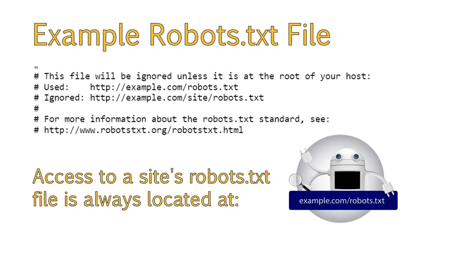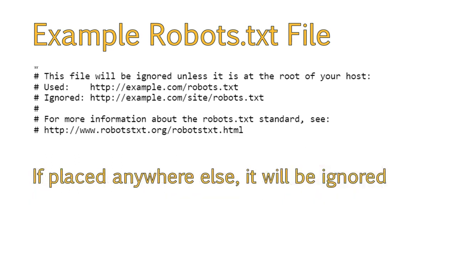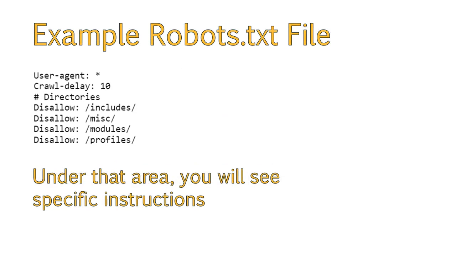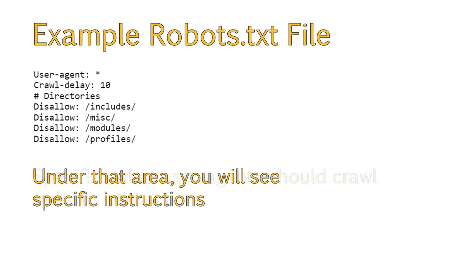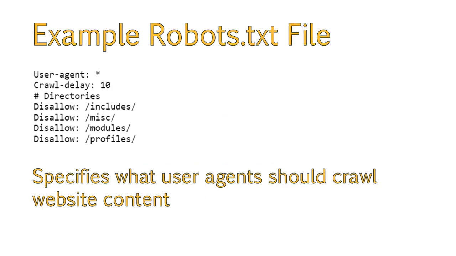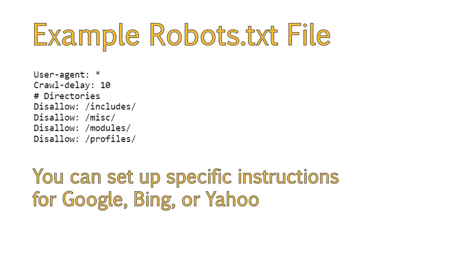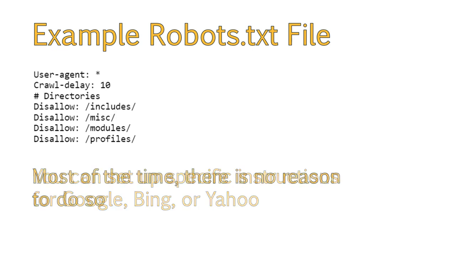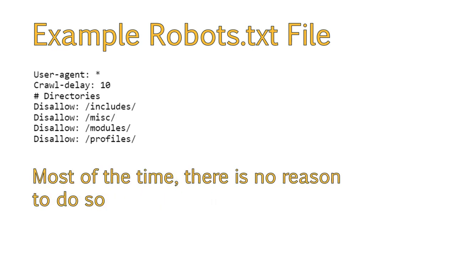This means that you always access a site's robots.txt file at example.com/robots.txt. If it is placed anywhere else in the site, such as example.com/site/robots.txt, it will be ignored. Under that area, you will see specific instructions. For example, user agent specifies what user agents should crawl website content. For example, you can set up specific instructions for Google, Bing, or Yahoo. Most of the time, however, there is no real reason to do so.